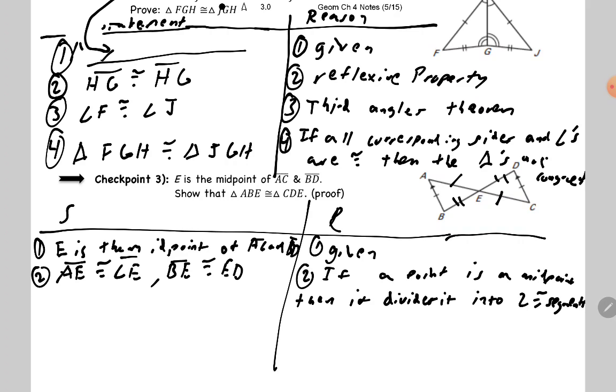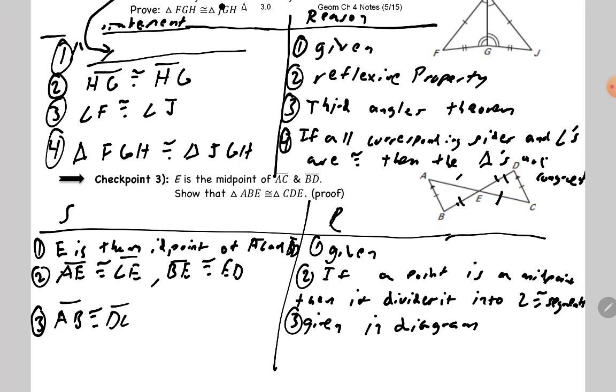3. AB is congruent to DC. Why? Because that little tick mark tells us. So that's actually given in the diagram. Don't forget about the bars. Okay, so we have all three pieces now. Now we need to show the angles.